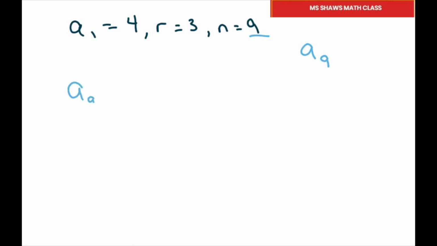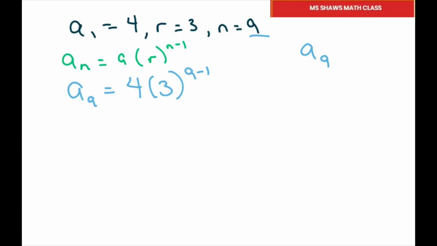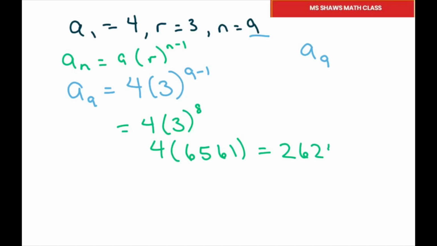So if we use our formula, we're going to put our first term times r to the 9 minus 1. Again, a sub n equals your first term times r to the n minus 1. So this is going to equal 4 times 3 to the 8th power. And I don't know what 3 to the 8th power is, but if you do 3 to the 8th power, that is 6,561. So it's going to be 4 times 6,561. Multiply that by 4, and you'll get 26,244.